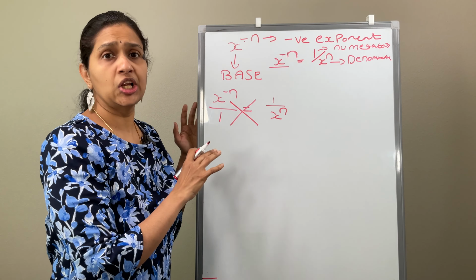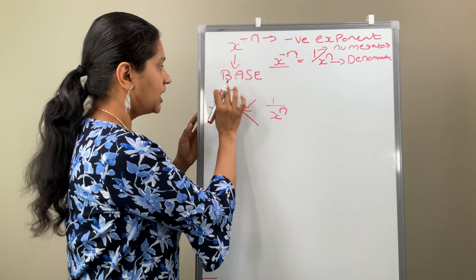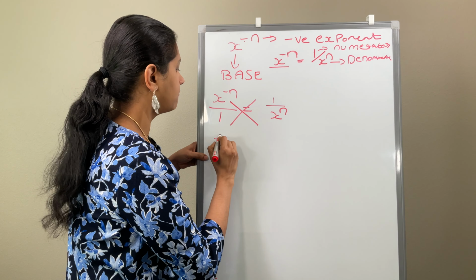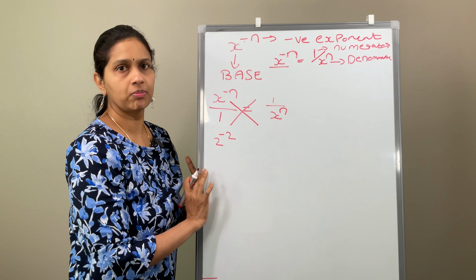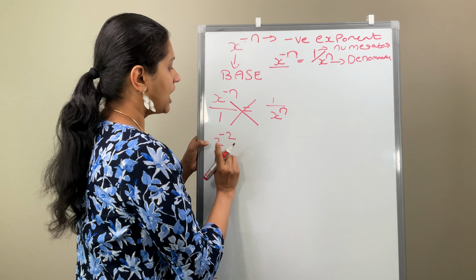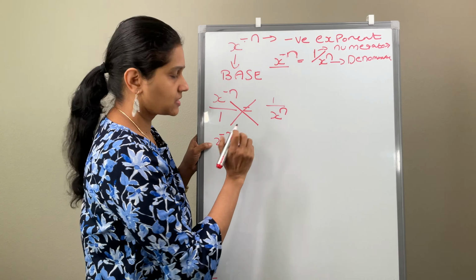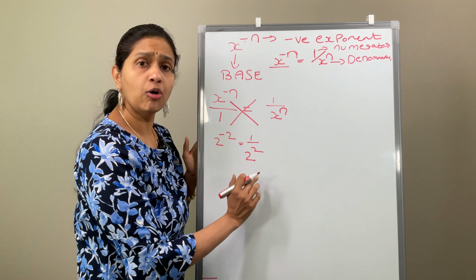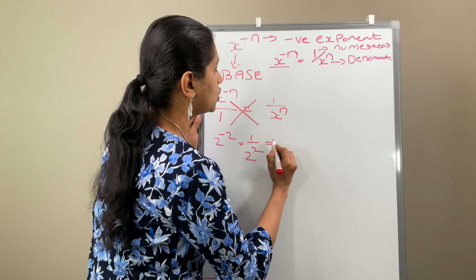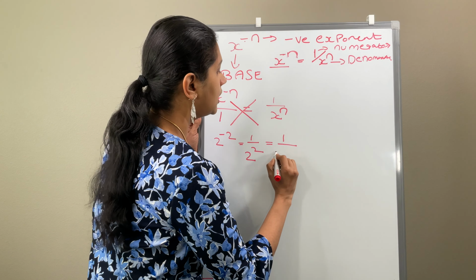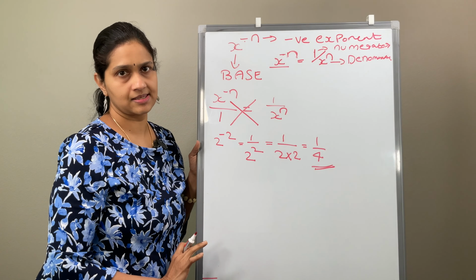That is why you are getting the solution 1 by x to the power of n. Now I will tell you with examples. Let us say 2 to the power of minus 2. One problem like this. What will you do? According to the law of exponents, this will be equal to 1 by 2 to the power of 2, or 2 square. How to solve it? This is equal to 1 by 2 times 2, which is equal to 1 by 4. That's it. That is the final answer.